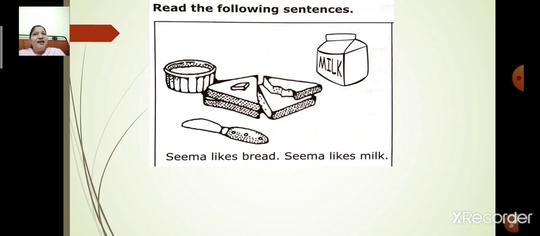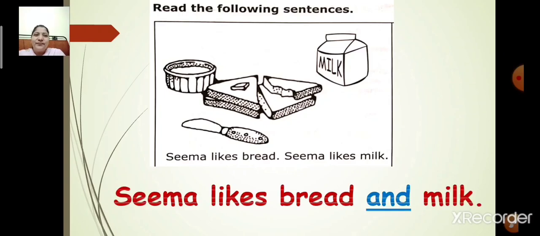So children, while writing answer, you will write the part that is common in both sentences only one time and then join the remaining two different parts using and. So children, let us write the answer. Seema likes bread and milk. Is that clear?